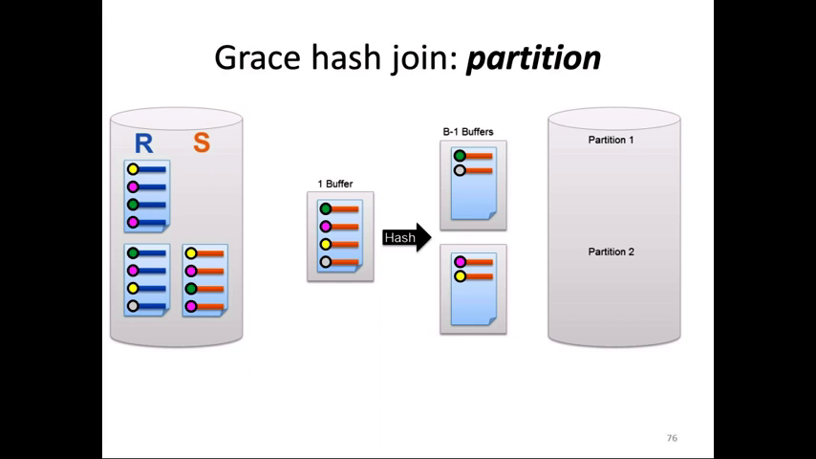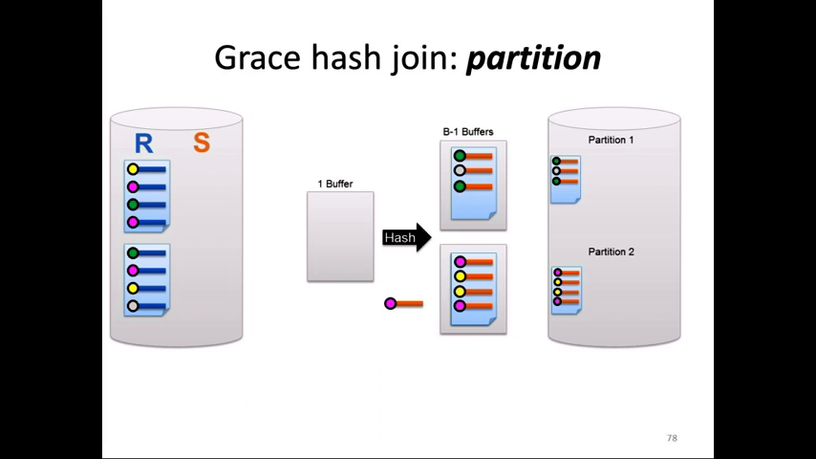Okay, we read the second page from S. And once again, we apply hashing. So the green records go here, the purple and yellow go here. This one is already full, so we have to spill it to disk, the other one too. Okay, and we have just partitioned S. We have two partitions, assuming that, of course, B equals 3 here.